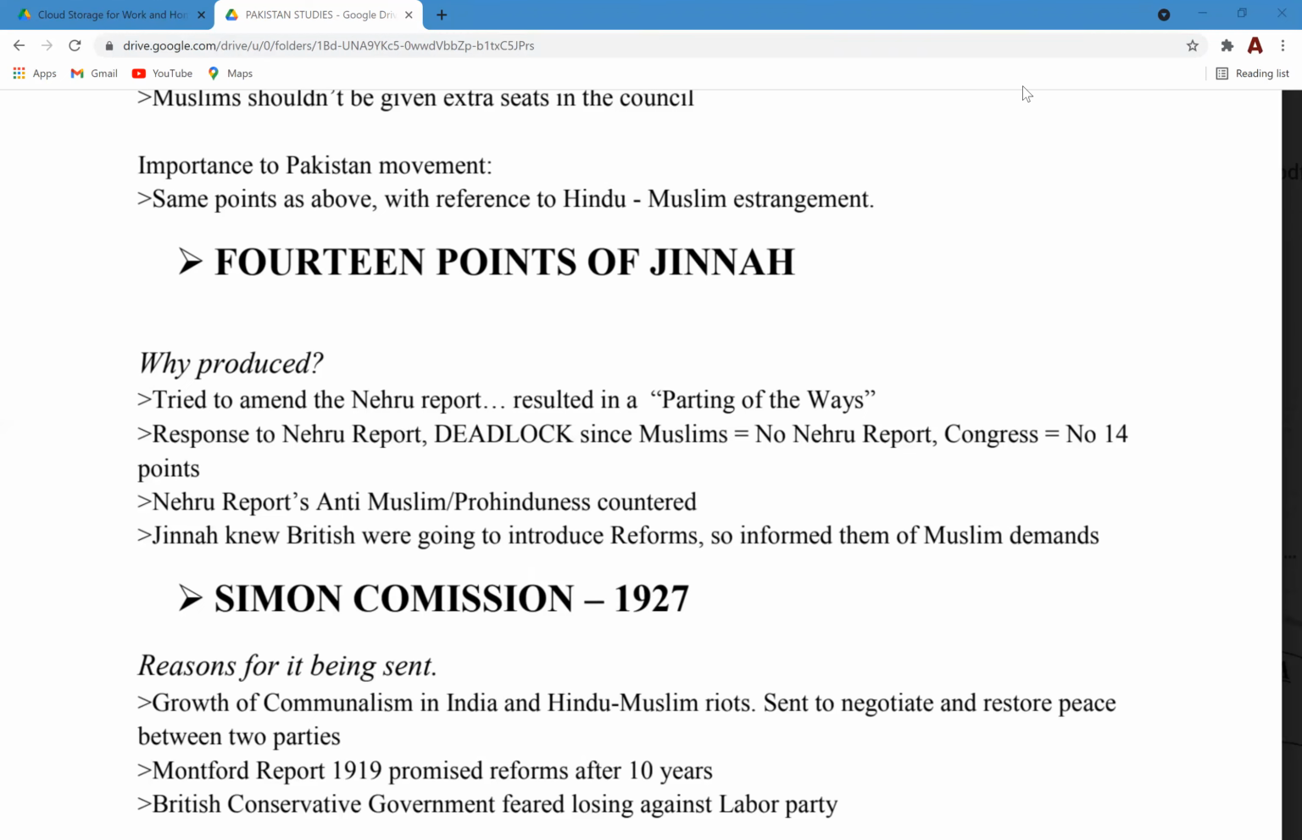So Jinnah, as a result, presented the 14 points, and he called it the parting of ways. The parting of ways meant that now Hindus and Muslims will not be on these close terms again, and they have different demands. Their ideologies are different, and their stances are completely different. So this was a complete deadlock. Congress had completely different demands. The Muslim League had completely opposite demands. And yeah, so this is why the 14 points were presented.